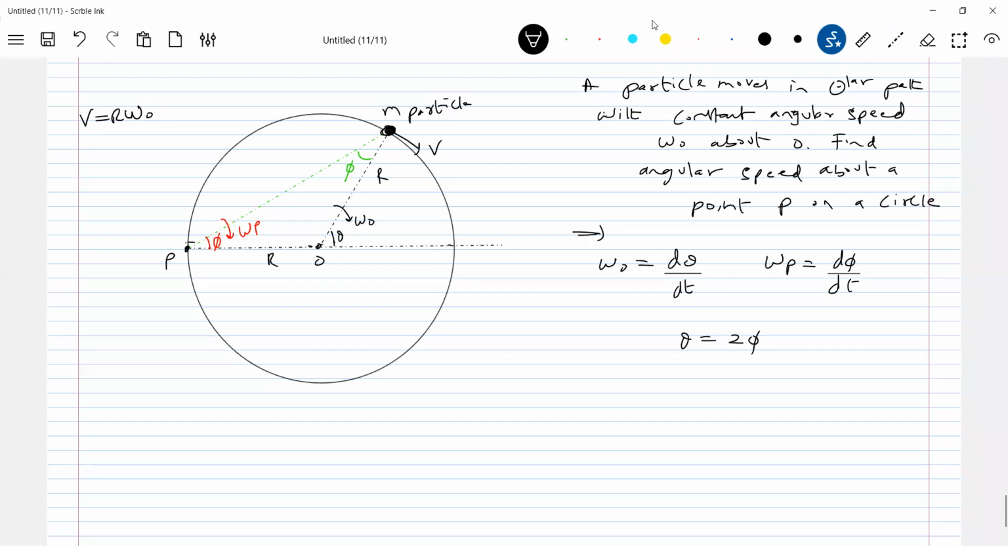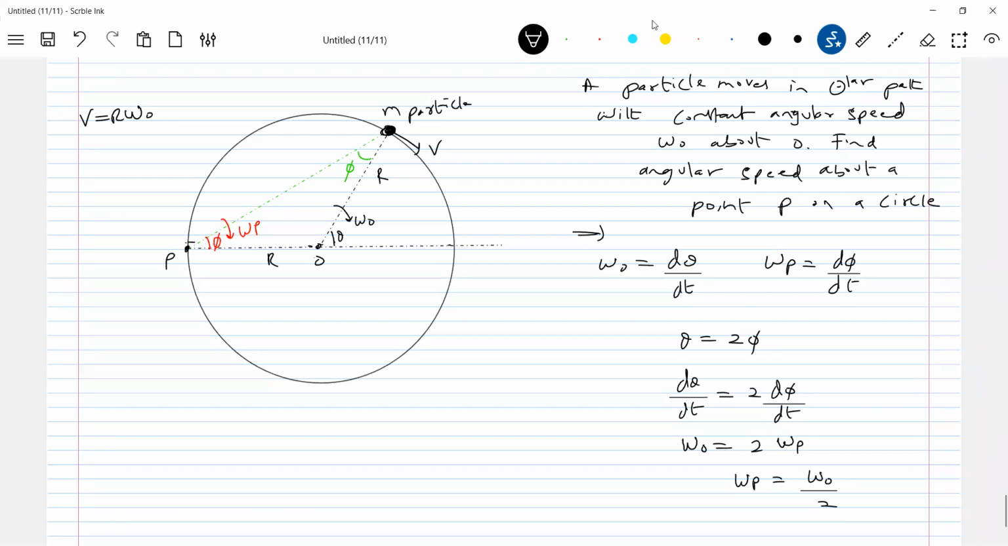I'll differentiate this. d theta by dt is what? Omega naught. d phi by dt is what? Omega P. So what is omega P? Omega naught by 2. So the particle which is revolving about O will have angular velocity omega naught. About point P, it will have omega P.